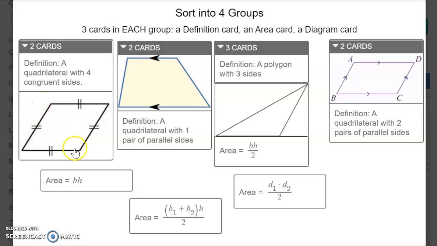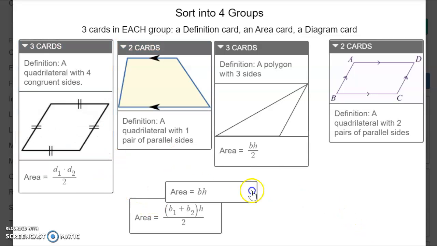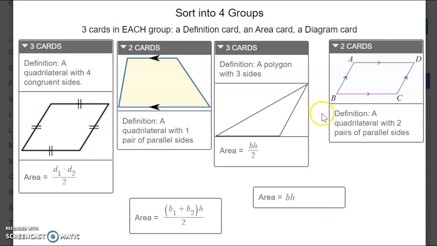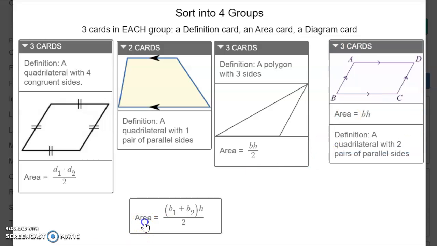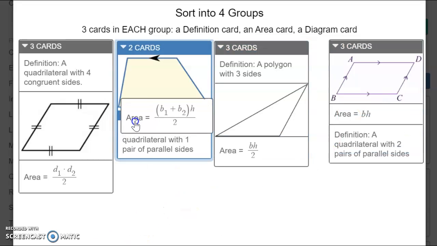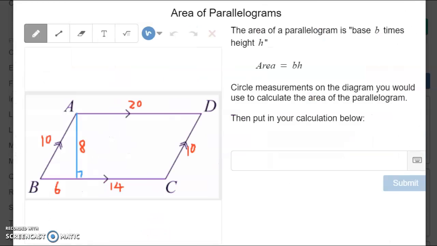Okay, so if I join this point, it's going to be that. And that leaves us with B times H, base times perpendicular height, which is the parallelogram, and then the trapezoid is this. Move on to the next card.